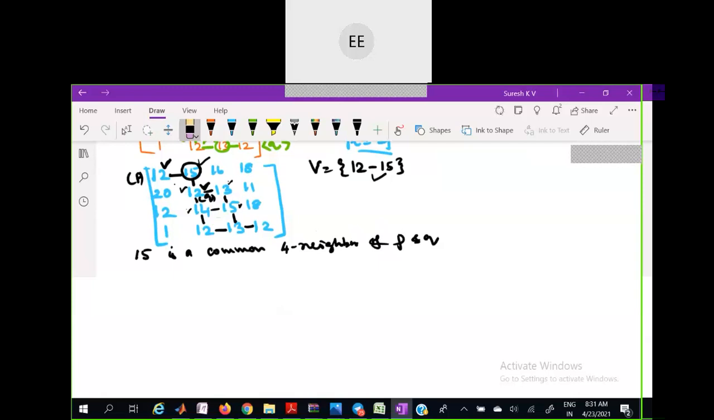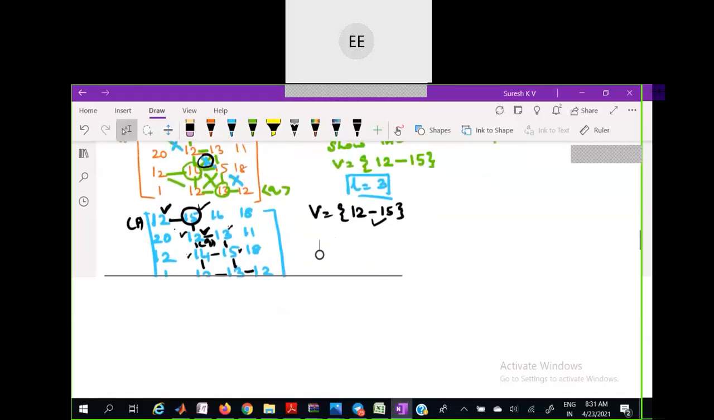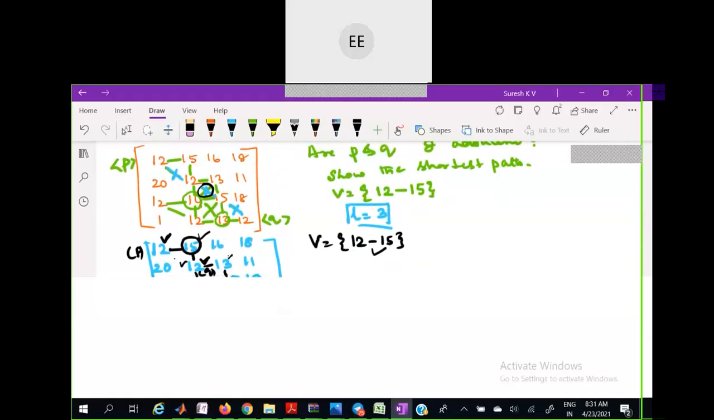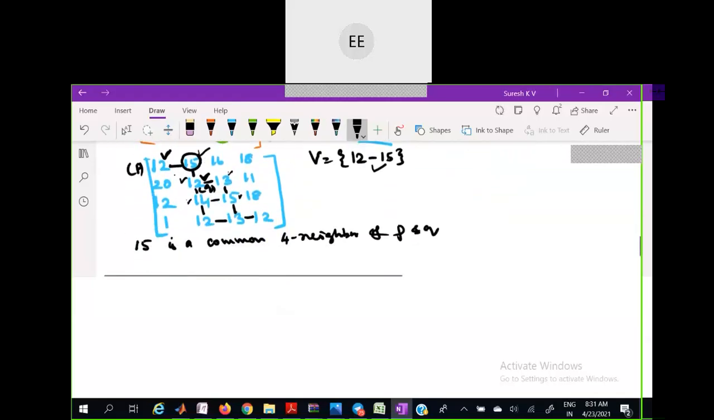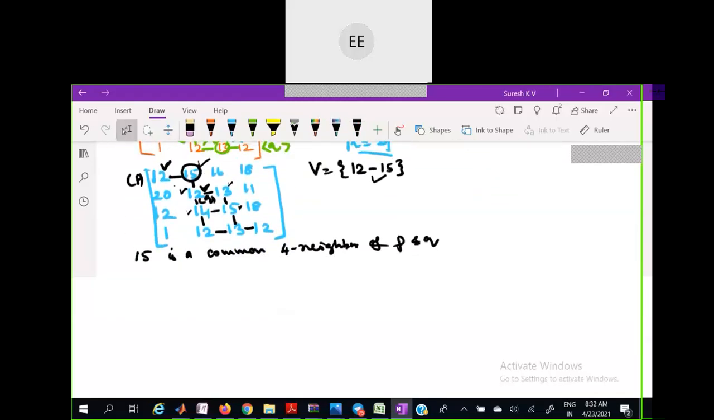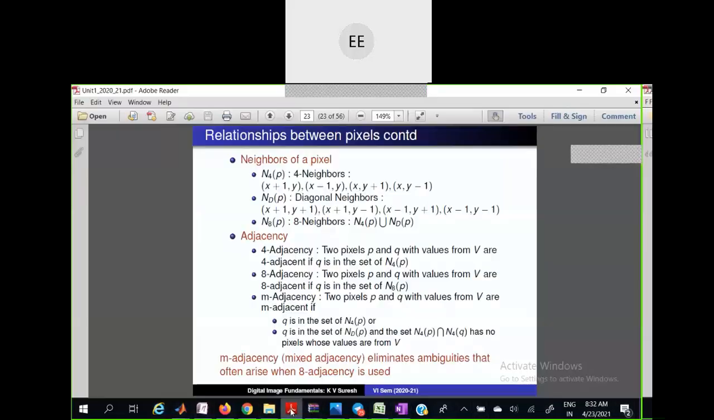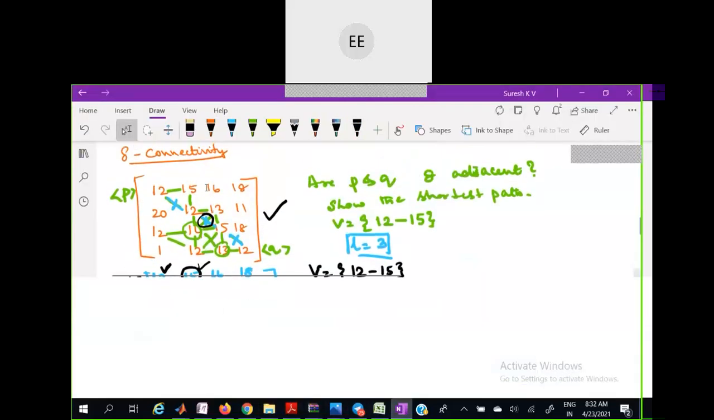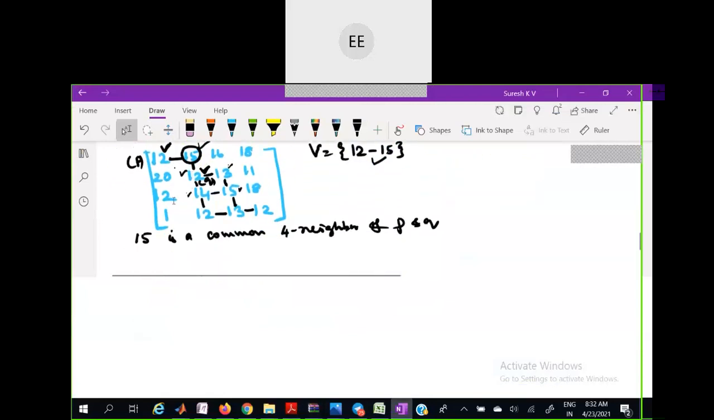Have I made the point clear? So you can observe in this case here there is ambiguity, and here you don't have that ambiguity. That means that cross diagonal connections are not there. So that is actually what is written if you carefully look at the slide. M adjacency eliminates the ambiguities that often arise when 8 adjacency is used. So what you saw here is this was an 8 adjacent pixel. This connection was there in 8 adjacency, but it is missing here because of the condition that we have put in.